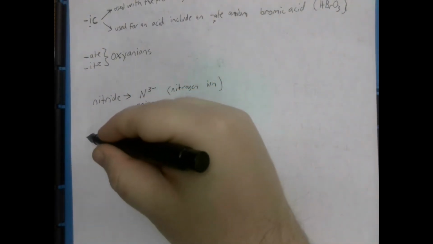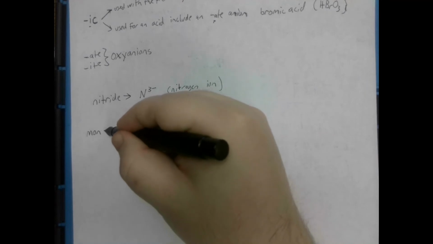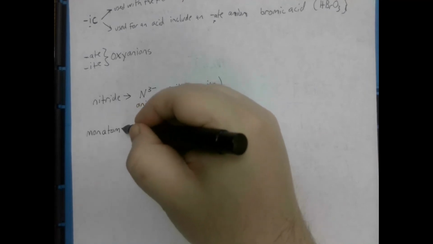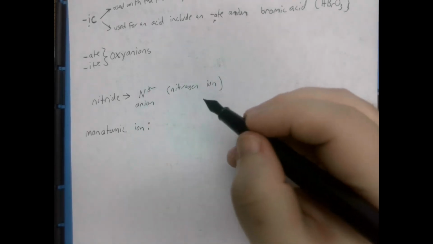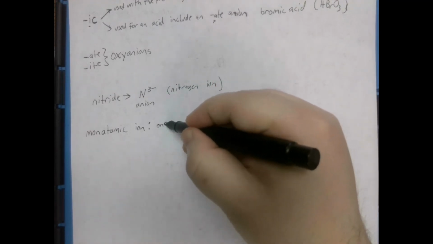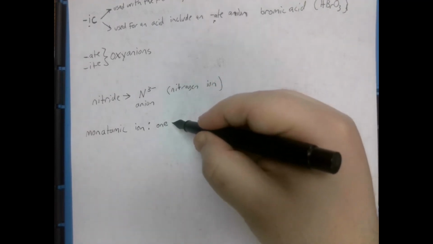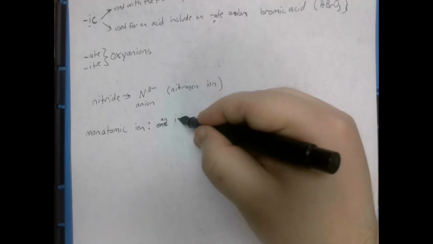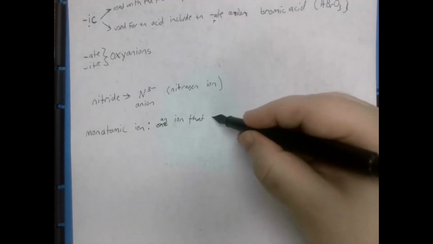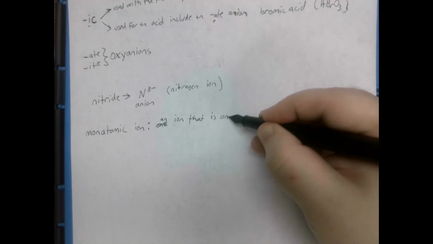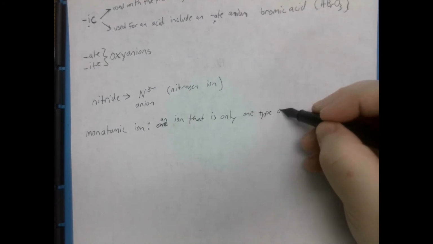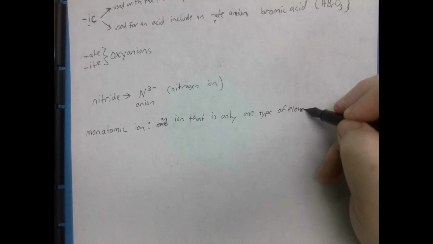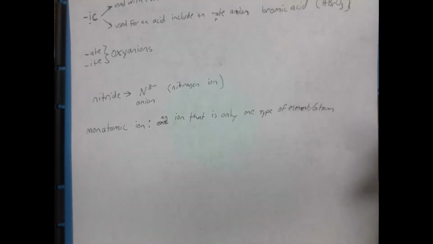So let's see, some definitions. Monatomic ion: an ion that is only one type of element. Or atom. So a single element ion.